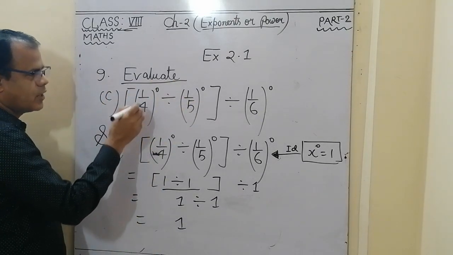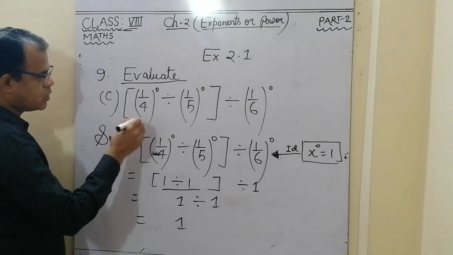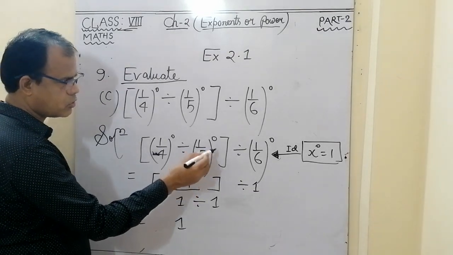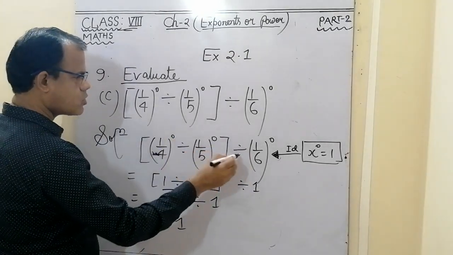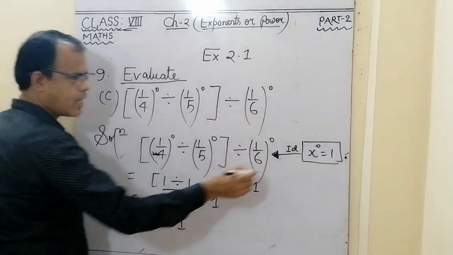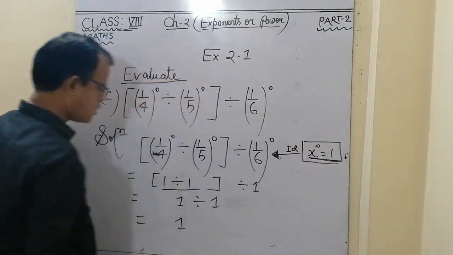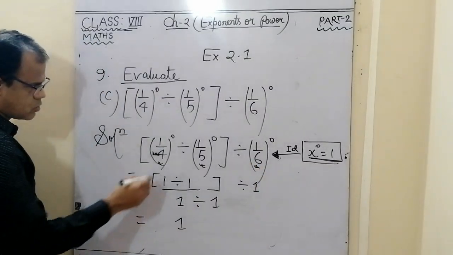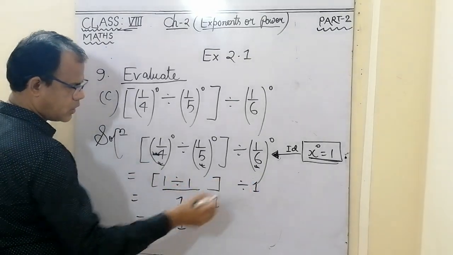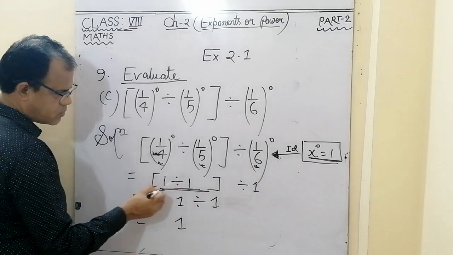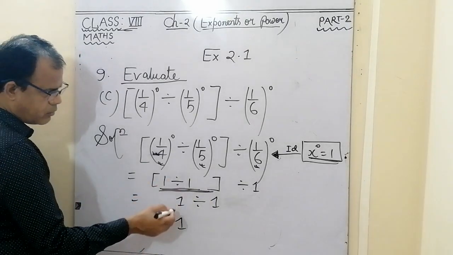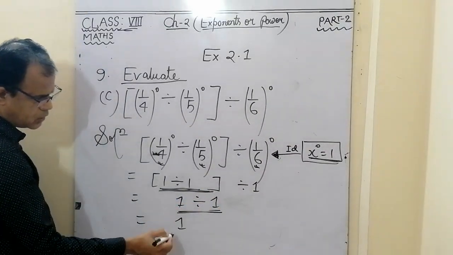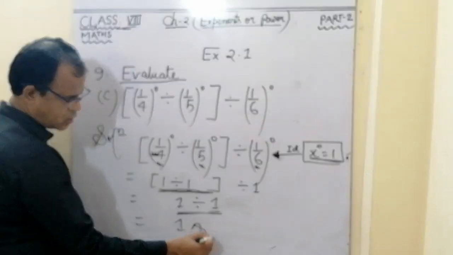Yes student. Next question. Evaluate. This is the question. We have to solve this question. So look here: ((1/4)^0 divided by (1/5)^0) bracket close, divided by (1/6)^0. So x^0 becomes 1. So this becomes 1, this also becomes 1, and this also becomes 1. So 1 divided by 1 divided by 1. First we have to solve this bracket. So 1 divided by 1 becomes 1, and here divided by 1. Again 1 divided by 1 becomes 1. So this one is the final answer.